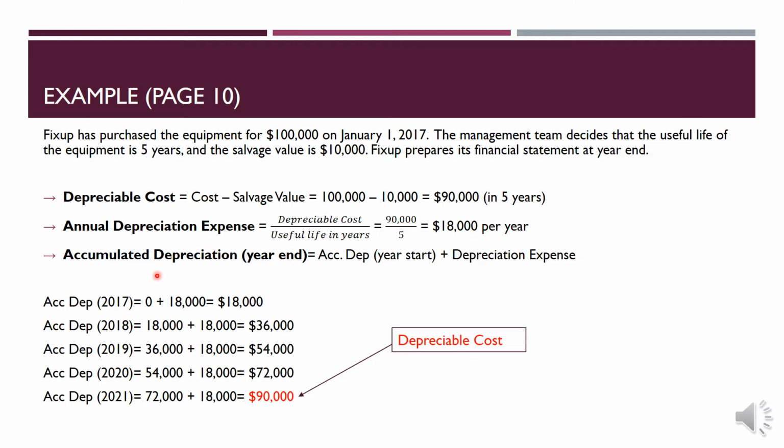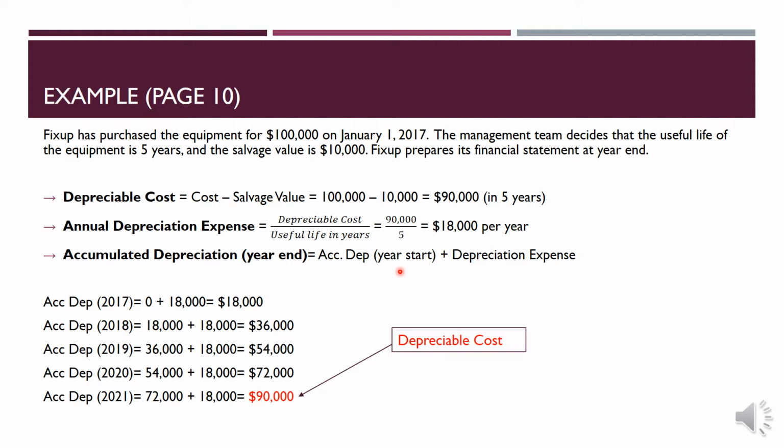So now we can calculate accumulated depreciation at year end for each year. So accumulated depreciation for the year end 2017, it's 0, since it's the accumulated depreciation at the year start. Why it's 0 at the beginning of the year? Because we just purchased the equipment. So at the beginning of the first year, the plant asset does not have any accumulated depreciation, so it will be 0, plus the depreciation of the current year, which is $18,000.